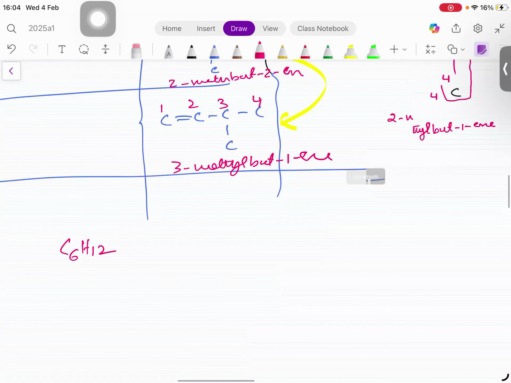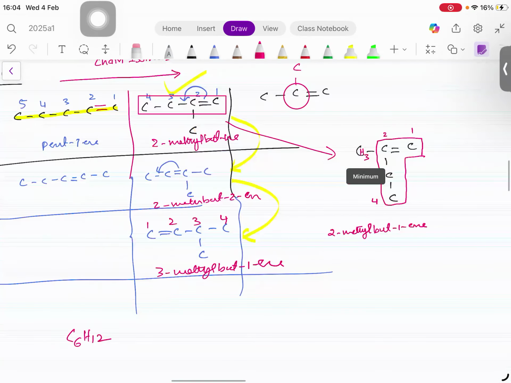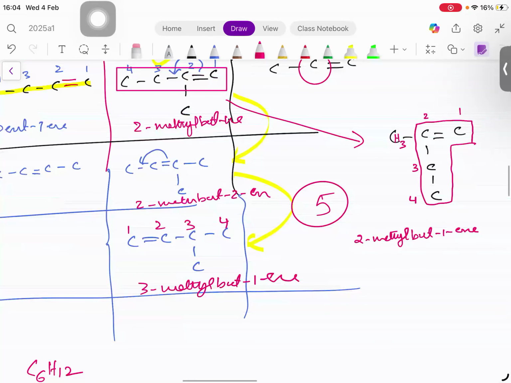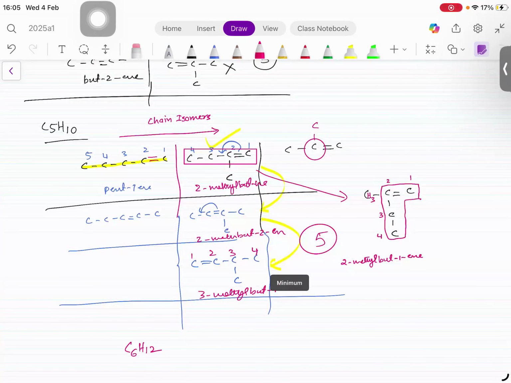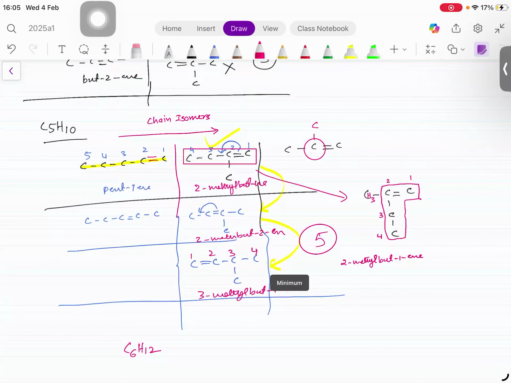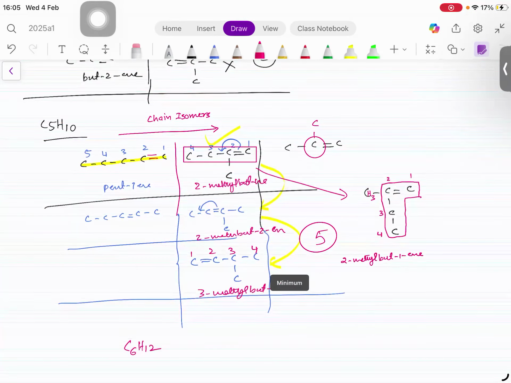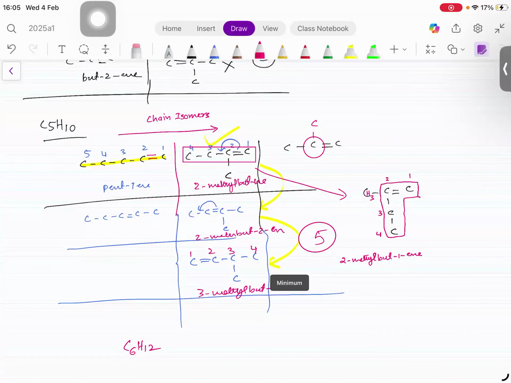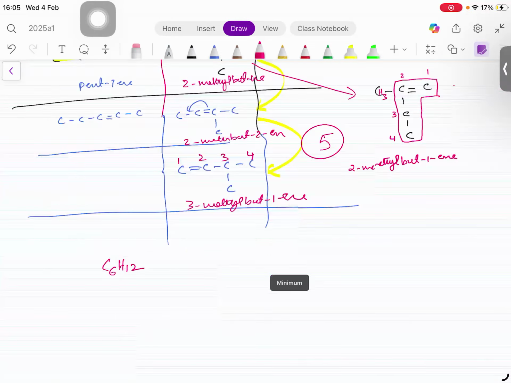Okay, now one more thing. Although we have drawn how many? 5. 5 is the total number of structural isomers for C5H10 which are alkenes. But if I forget about the functional group and also make a functional group isomer, then one more will be added. Cyclopentane. There are 5 carbons, so there should be 5 carbons. In cyclopentene, 2 hydrogens would be fewer, right? Cyclopentane. Yes. Next.